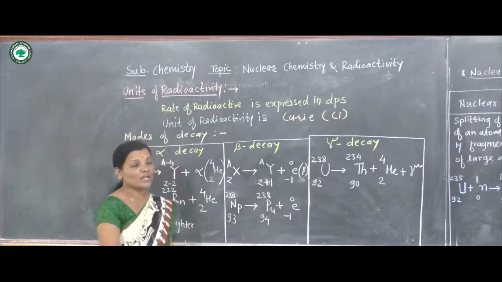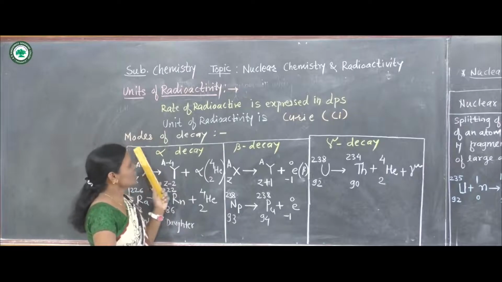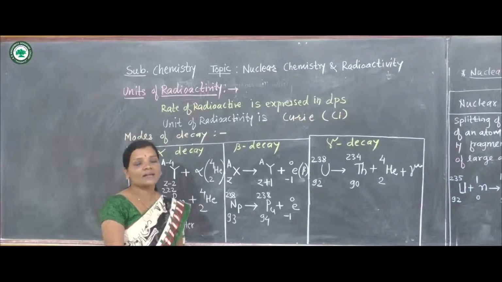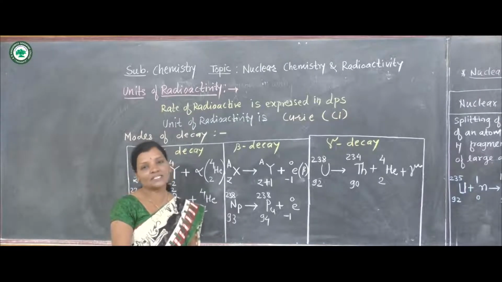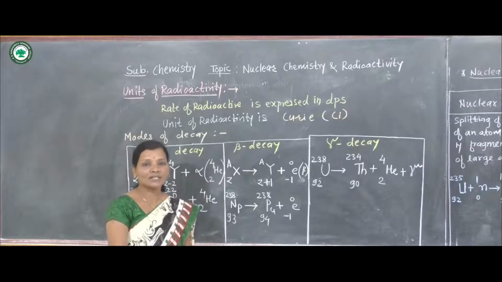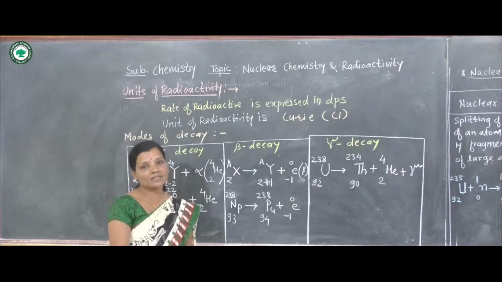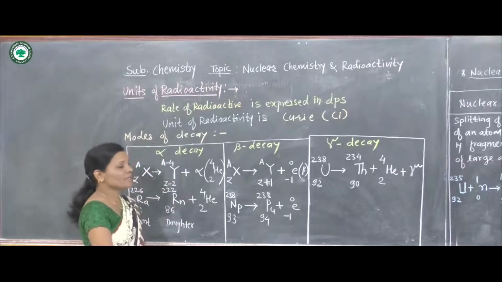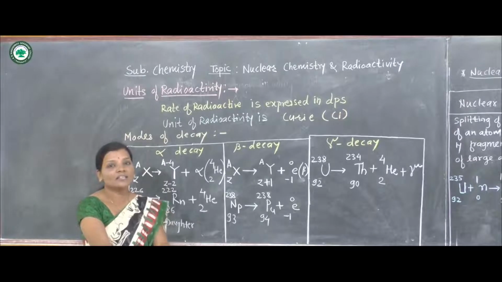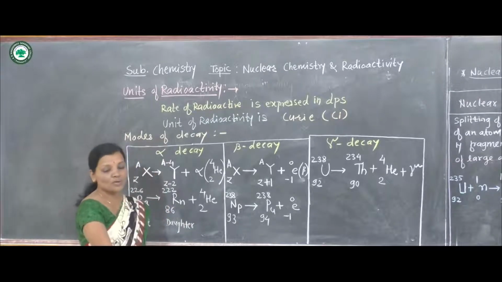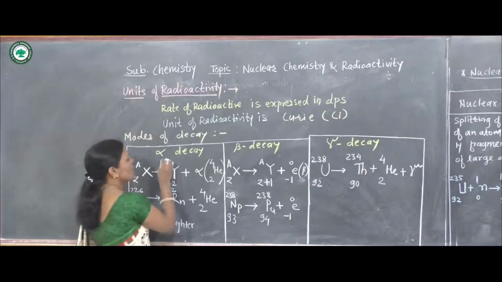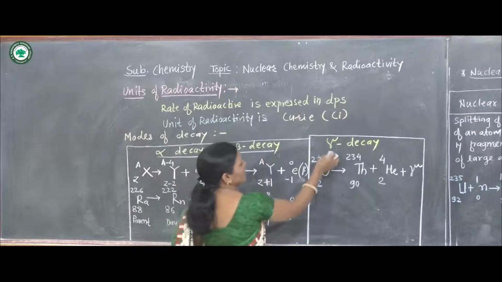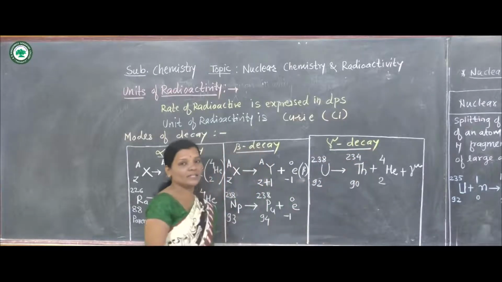Now in this topic one thing is very important, because we have to see what is meant by decay. Decay means that the nucleus of a radioactive element is transformed into the nucleus of another atom by the emission of particles and by gamma radiation. Now what are the modes of decay? There are three modes of decay. The first one is alpha decay, the second one is beta decay, and the third one is gamma decay.